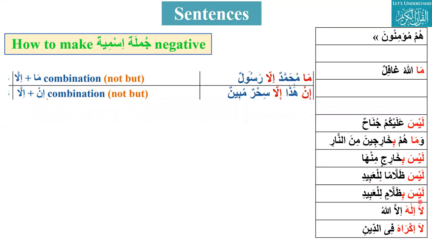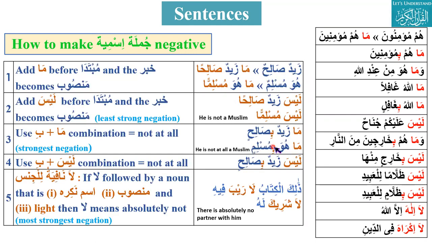And what about this? Laisa bizallam lil abid. He is not at all the biggest wrongdoer for the servants. Yes, it's a plural, like ibad. Singular is abd, ibad, abid also. And ubaid, as we discussed, means little slaves. So this is ma plus illa, in plus illa, this combination. We have to remember these things.